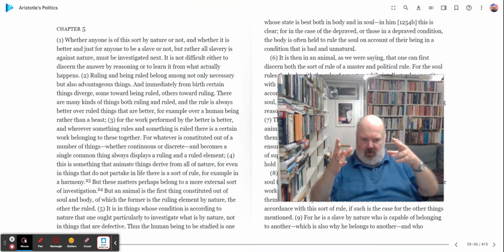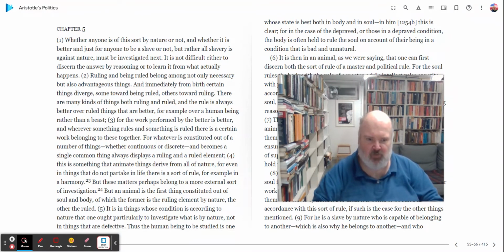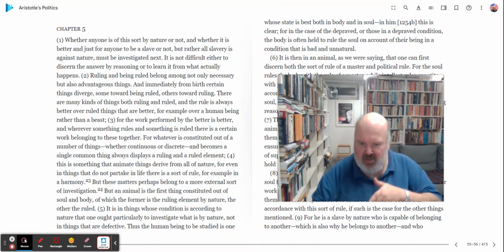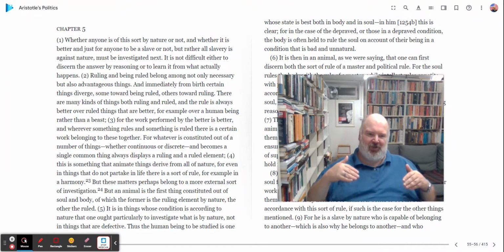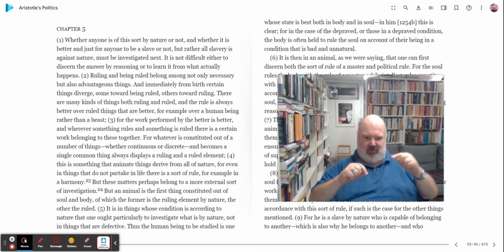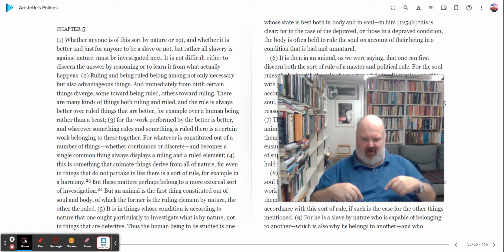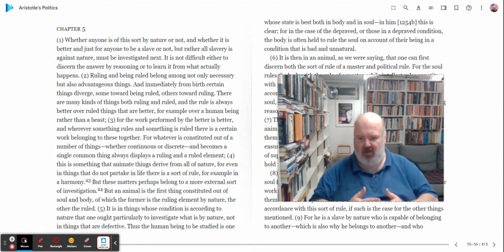We should look at the ruling part. And the ruling part sets up what it's for. What is it? What is its purpose? What is its reason for being in that sense? What does it do in that sense? What are these kind of things? And therefore, the condition: it is in things whose condition is according to nature that one ought to particularly investigate what is by nature. So therefore, we should look at the things within nature to understand what is meant by nature, not in things that are defective. In other words, defective means the deviancy, the things that are not living the way they should be doing.